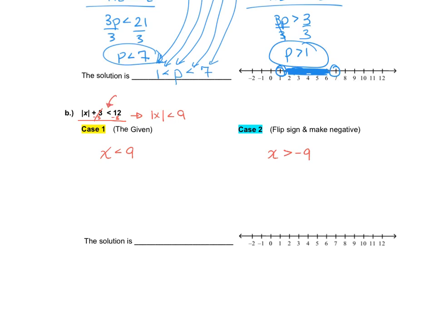This was a less than, so I know it's an and. So again, I'm going to use small number, negative 9, less than x, less than big number, which was 9 in this case. And on a graph, these numbers aren't here.